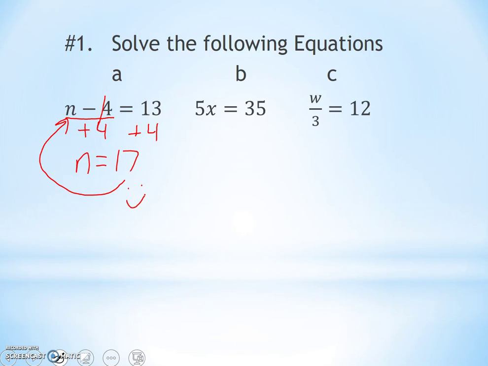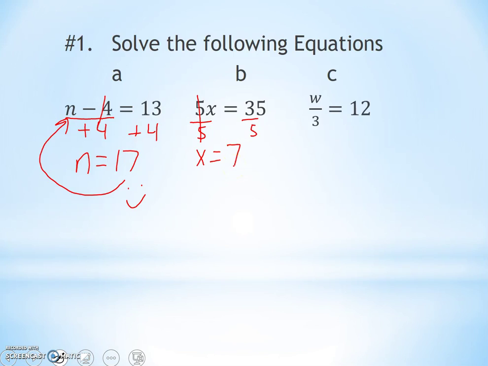For equation B, 5 times x, remember that when a number is next to a variable, that means to multiply. So we want to undo that so that we can get the x by itself. The opposite of multiplying by 5 is dividing by 5. So I'm going to divide this side by 5 and this side by 5. When I multiply by 5 and divide by 5, that gives me just 1. And 1 times x is just x. But because I want to do the same thing to the other side of the equation, 35 divided by 5 is 7.